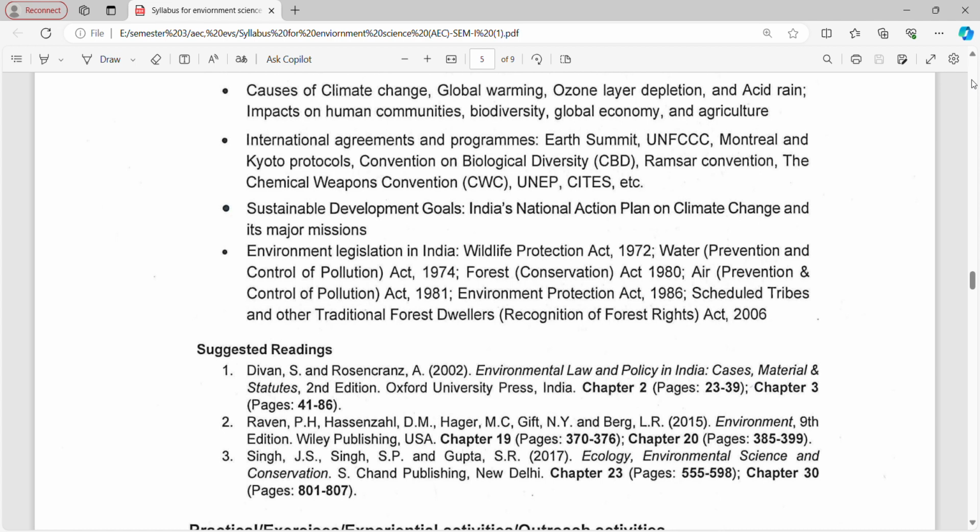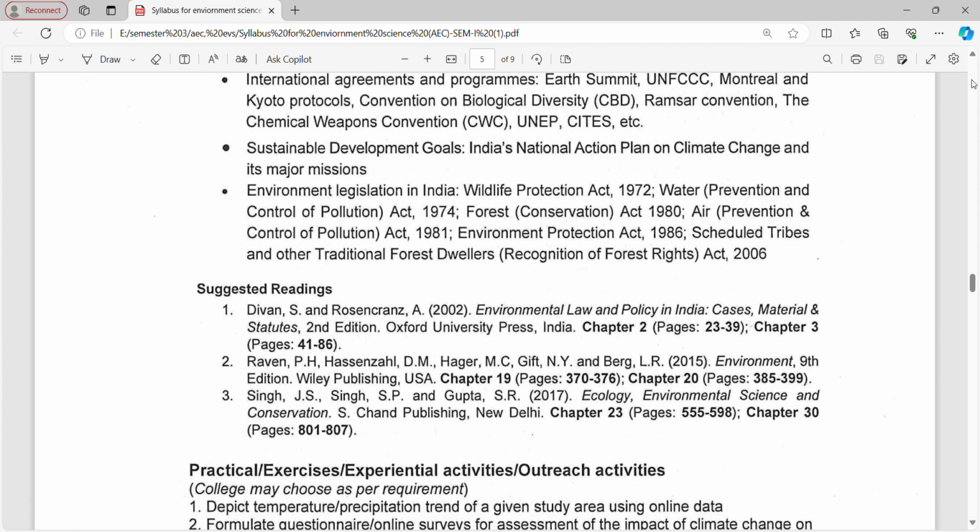India: Wildlife Protection Act 1972, then Water Prevention and Control of Pollution Act 1974, then Forest Conservation Act 1980, Air Prevention and Control of Pollution Act 1981, Environment Protection Act 1986, Scheduled Tribes and Other Traditional Forest Dwellers Recognition of Forest Rights Act 2006. Okay, so these are the suggested readings.